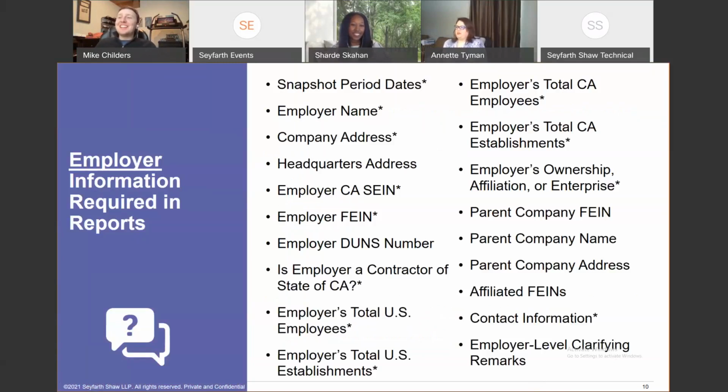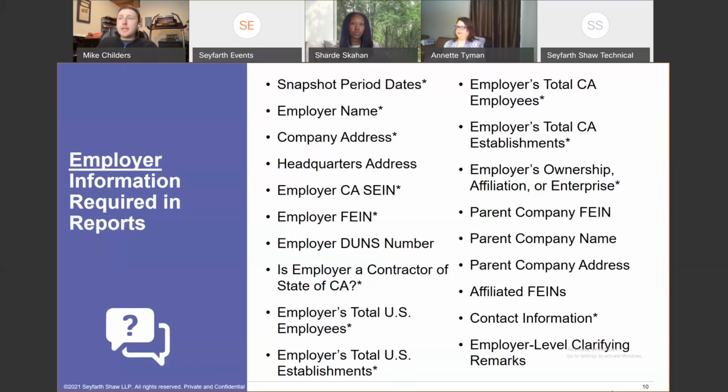So this slide 10 is an overview of the employer-related information that you're going to need to provide on the California Pay Data Report. There are two real categories of information we're going to be providing, and we're going to walk you through both of them. One is the employer-related information, and the second is the establishment and employee-related information.